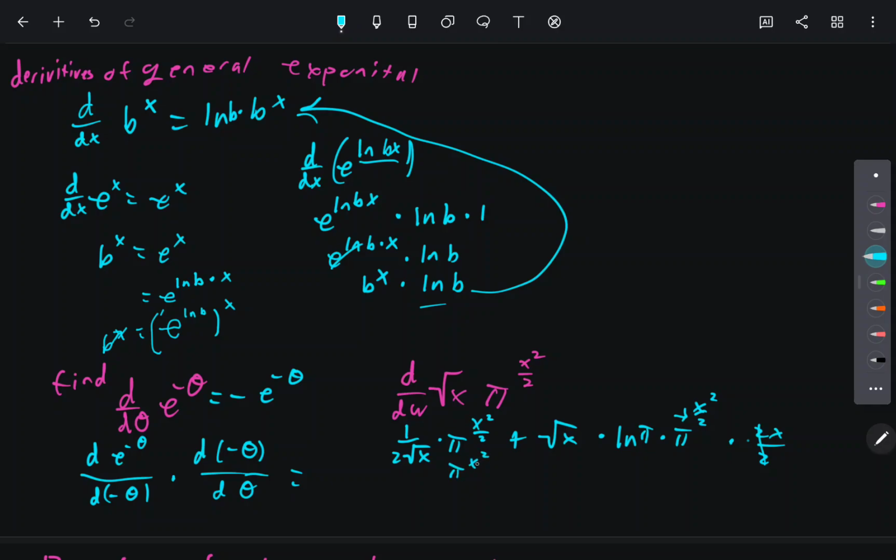So we are just going to be left with pi to the x squared over 2, over 2 square root of x, plus the natural log of pi times square root of x times x, actually we're going to call this an entire x to the power of 3/2. And then, just to make this a bit cleaner, we will have pi to the x squared over 2. And that's our final answer.